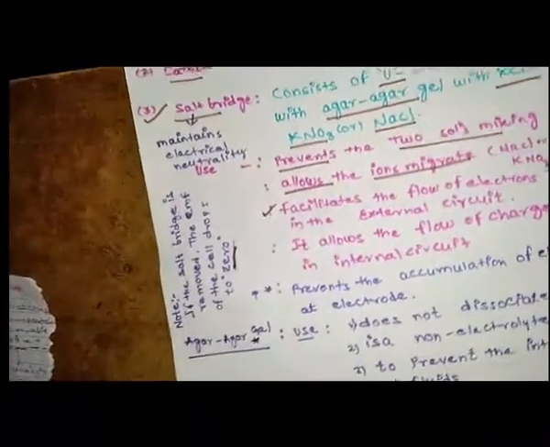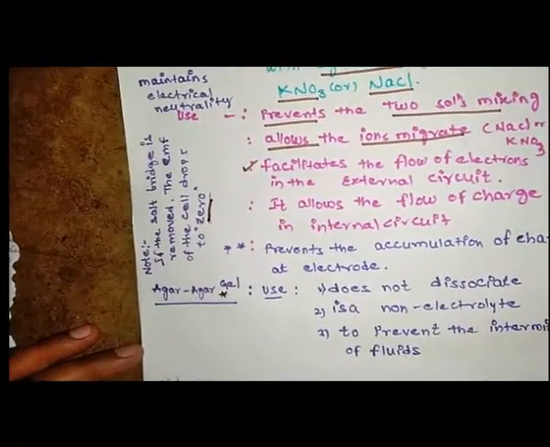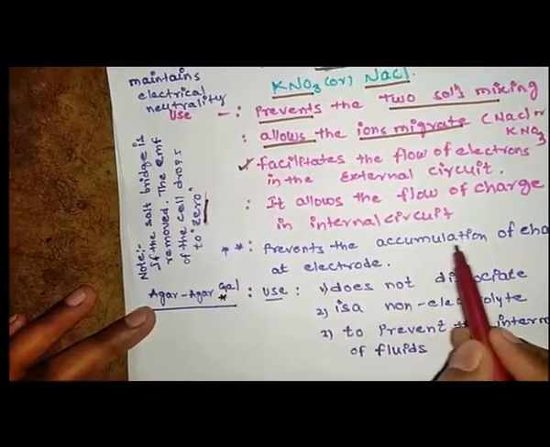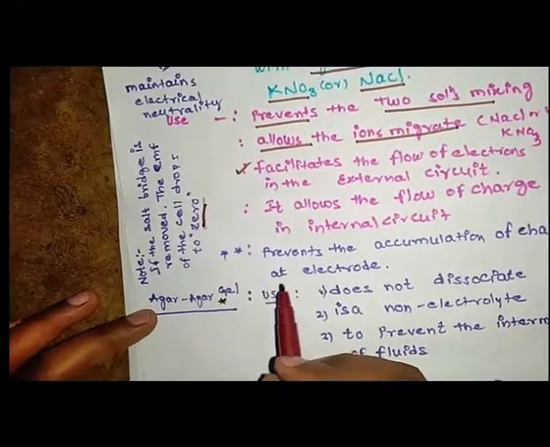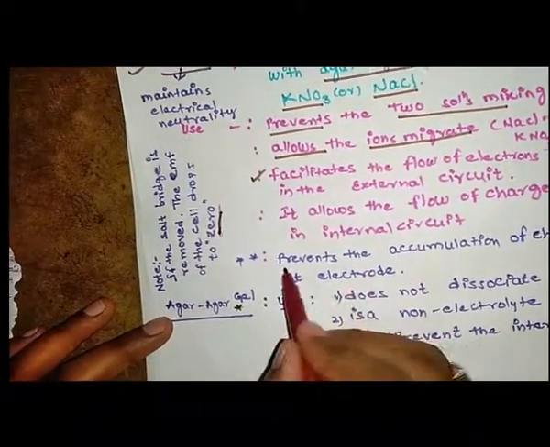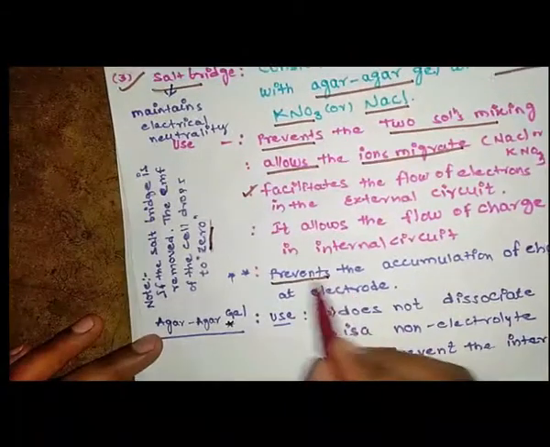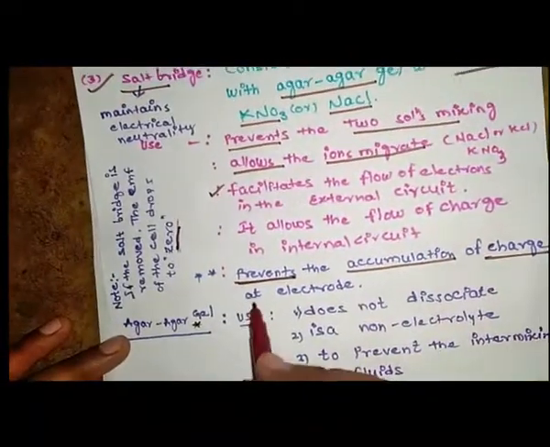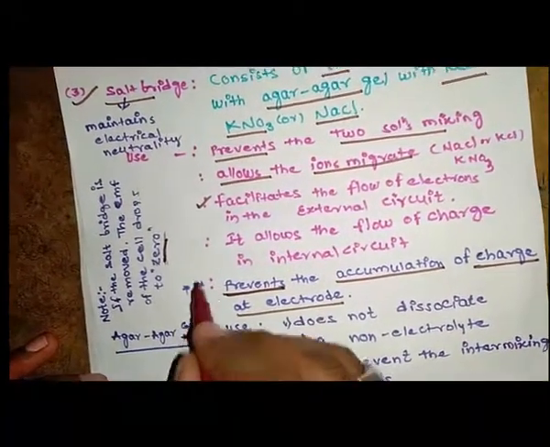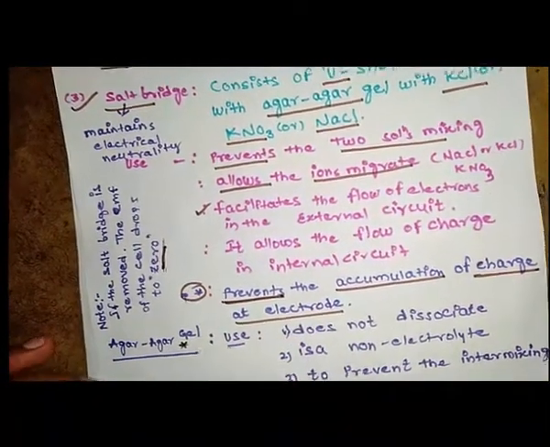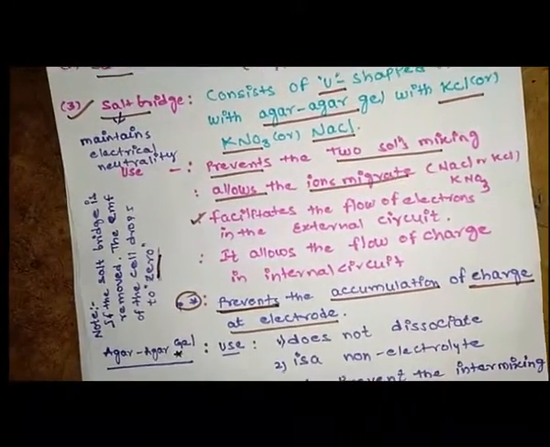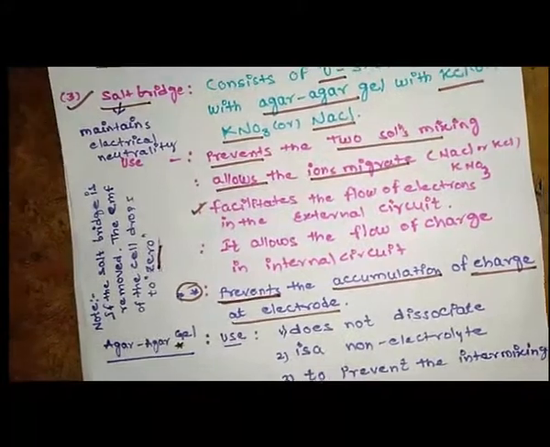Okay, so see here, I go to the simple use of salt bridge. Look at here: it prevents the accumulation of charge at electrodes. That is the main point. So remember this one: it prevents the accumulation of charge at the electrode.